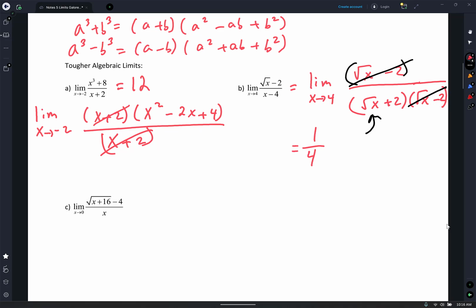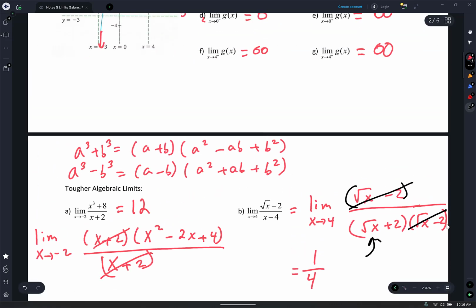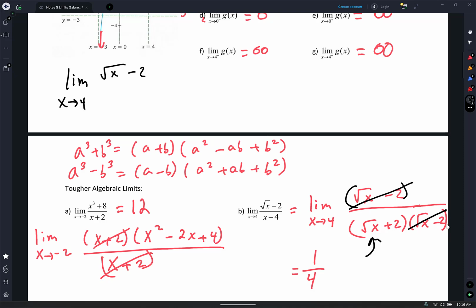Because I can't do direct substitution, I had to look at it and say, hey, that looks like the difference of squares. There's other ways. You don't have to do it this way. You want to see the other way? Okay. I'm going to write the other way right here, guys. You could have done it like this. Limit as x approaches 4 of square root of x minus 2 over x minus 4.